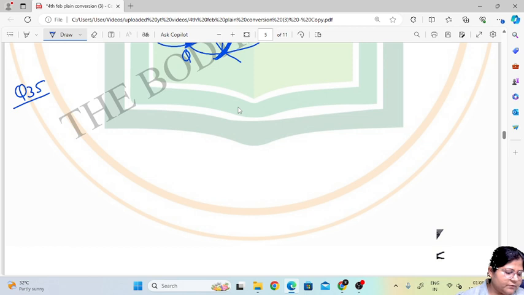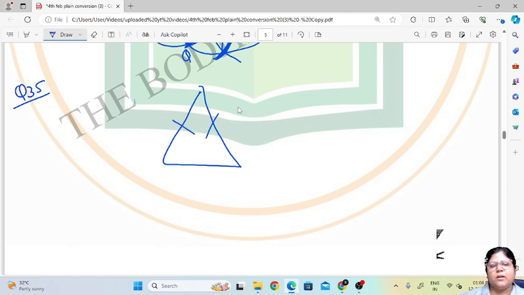Using a pair of compasses and ruler, construct equilateral triangle PMN. Now, what do we know about the property of an equilateral triangle? That all sides are equal and all angles are 60 degrees. That is why they are called equilateral triangles. And the name has to be PMN.